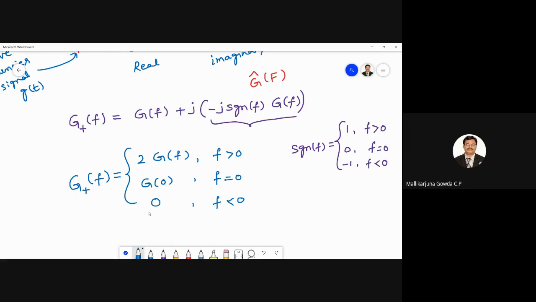Looking at this mathematical equation, what is your interpretation? At least for positive frequencies with this sign, can I say it eliminates the negative frequency component of the signal, and it retains only the positive frequency component of the signal with twice the magnitude? Can I interpret it like that?